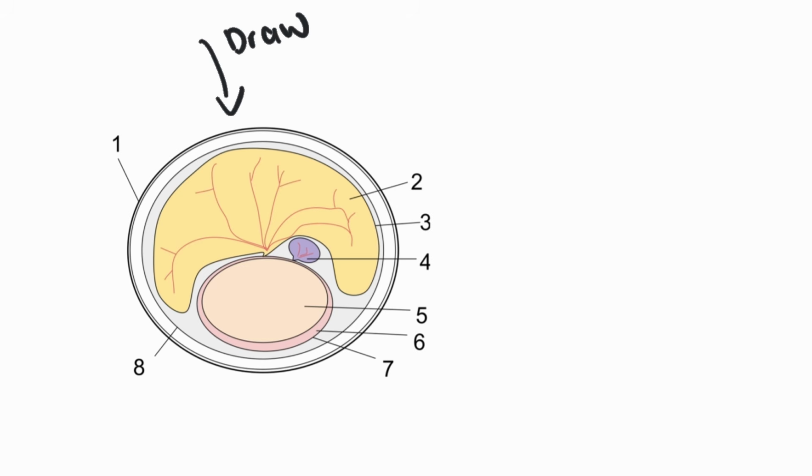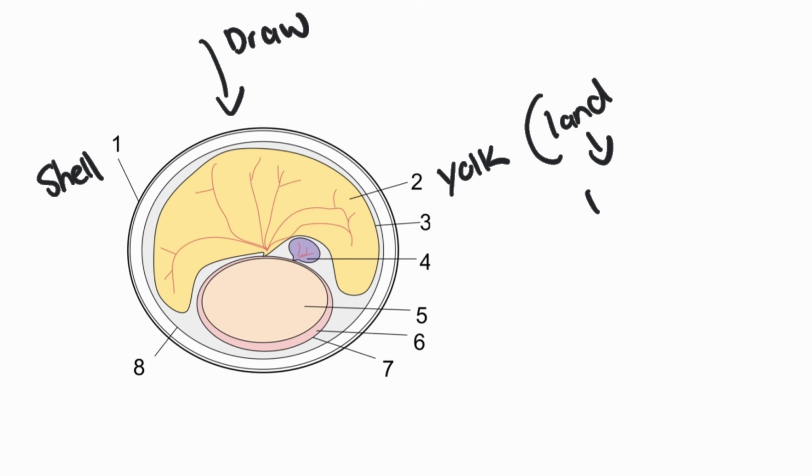Starting off with number 1 is going to be the shell. Number 2 is going to be the yolk. And earlier on I mentioned that the yolk is a source of nutrients. I'm just going to recap here and remind you that if you are a land animal, you generally have a large yolk.